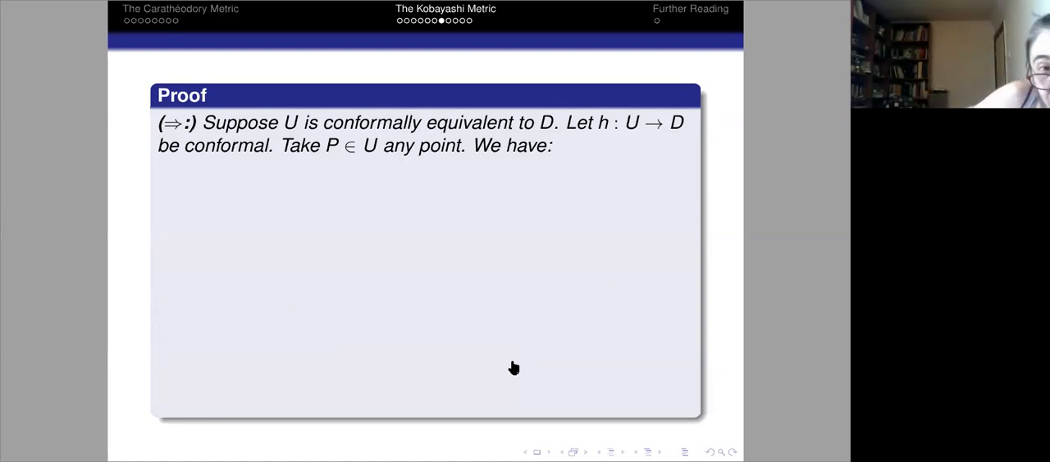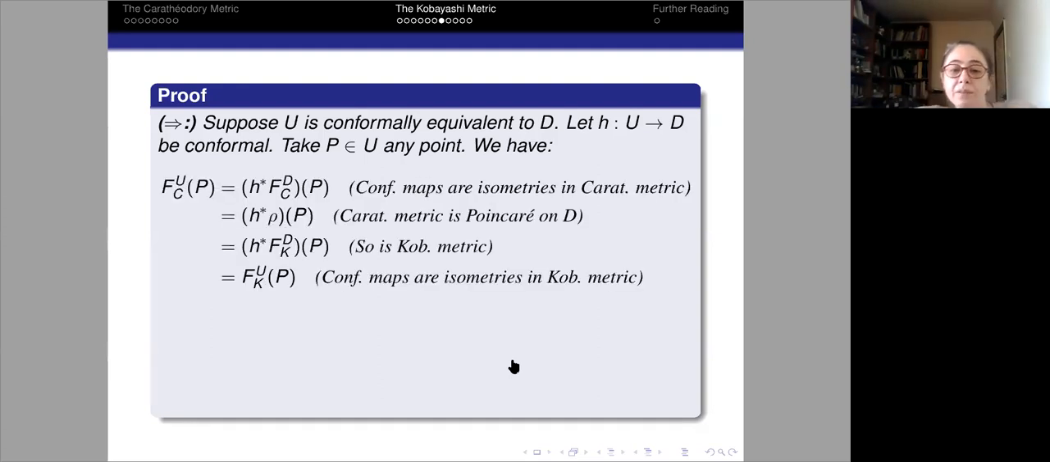Now, the first part of the proof is easy by using all these propositions and corollaries we talked about. We suppose that U is conformally equivalent to D. We take a conformal map h from U to D. We take any point in the domain. What we have is the value of the Carathéodory metric at the point P is equal to h star, the value of F^C_D at the point P, because conformal maps are isometries in the Carathéodory metric.